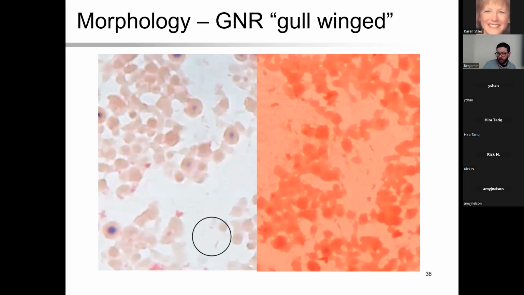Campylobacter, which can be found in blood cultures. These are going to be little gull-winged bacteria. They're kind of curvy. In school, it was described to me as the Mazda sign. Kind of easy to remember. So just a little bit different there too.